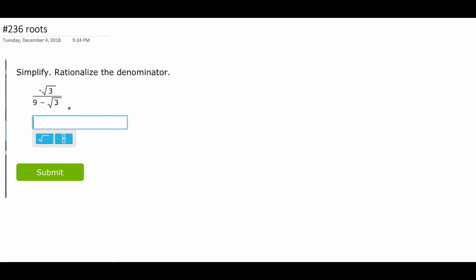The rule says that you can't have a root in the denominator, right? So if you had something like this, do you know how to get rid of that root in the denominator? No. So you have to multiply top and bottom by root 3. Because what's root 3 over root 3? 1. So you're not changing the fraction.